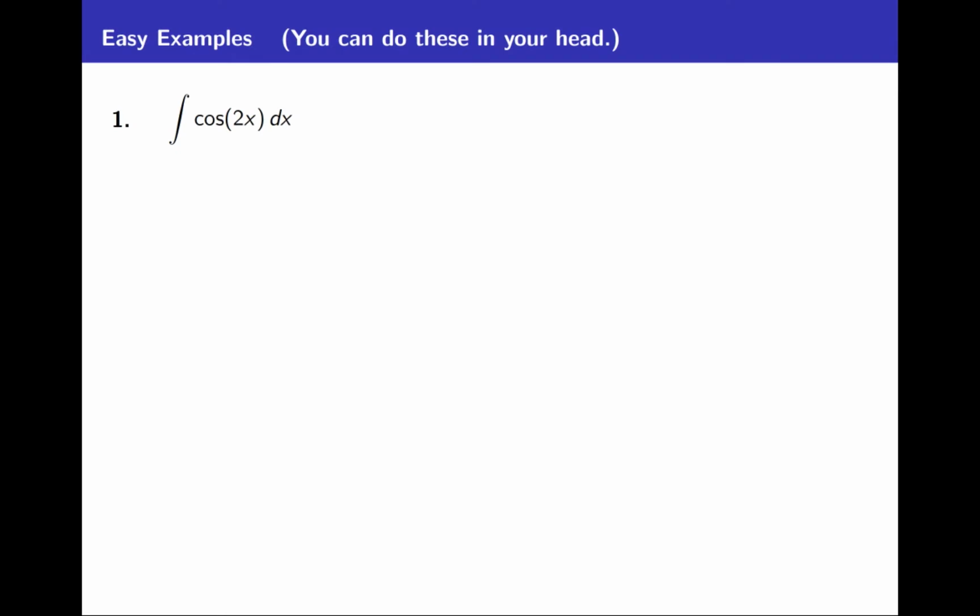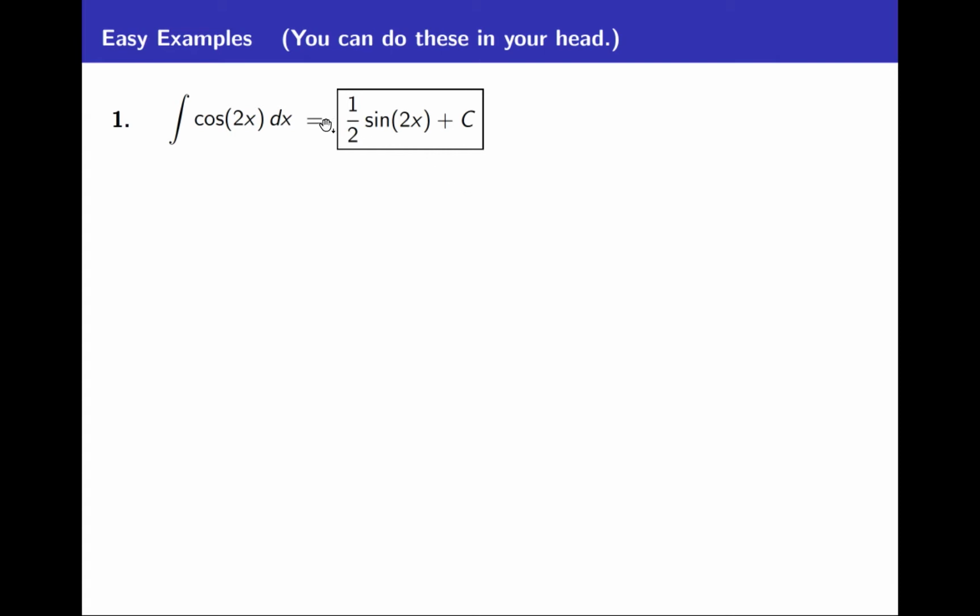Let's start out with some easy examples. These are integrals that you can actually do in your head, although we'll alternatively use substitution for them. Think about the integral of cosine of 2x dx. You probably have enough experience with integration to immediately recognize that the answer is 1/2 sine of 2x plus c. The reason is that if you differentiate 1/2 sine of 2x plus c, you're going to get 1/2 cosine 2x times 2 by the chain rule, and the 2's cancel, and leaves you with just cosine 2x.